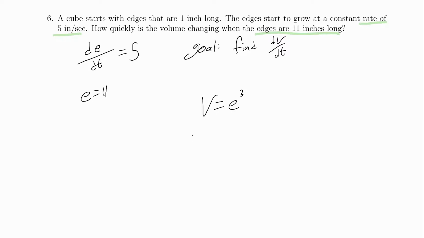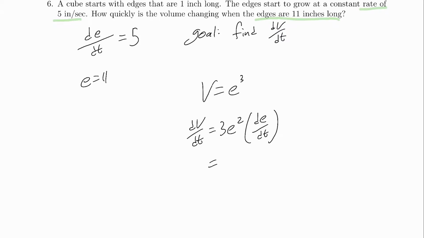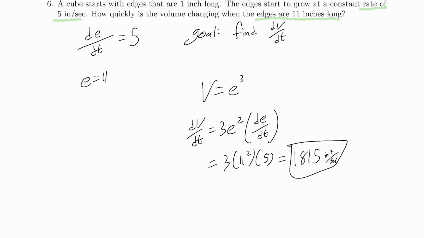So if we differentiate both sides with respect to t, the left-hand side becomes dV dt. And the right-hand side, the E cubed, we take its derivative with respect to t. We take the derivative like normal, we get 3E squared, but then we multiply by dE dt. And then we plug in our givens. So this is equal to 3 times 11 squared times 5, which works out to be 1815. And I suppose if you want to put units, that's inches cubed per second.